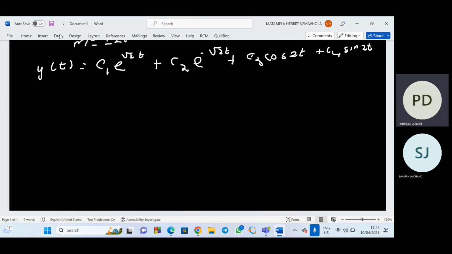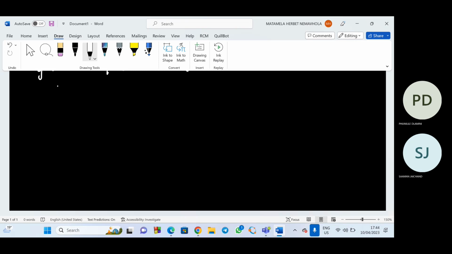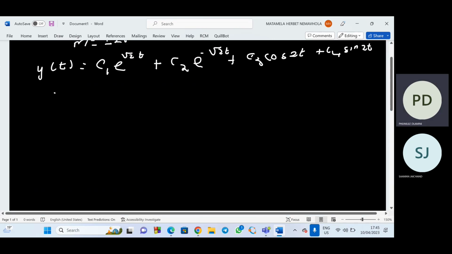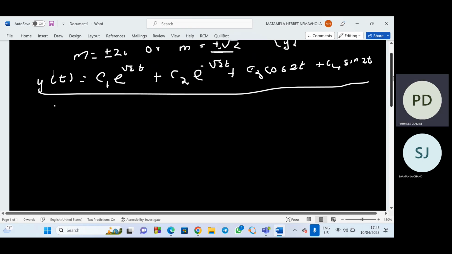So now if we proceed with this one, you will find that we already wrote that. This is our solution for y of t. Now we need to find the solution for x, because we only found it for y. To find the solution for x, we are going to substitute this equation in equation 2.